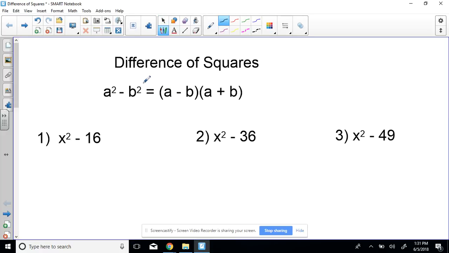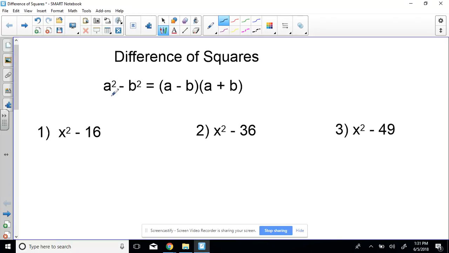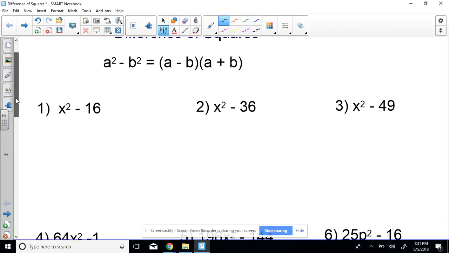In this video, we're going to discuss how to factor using the difference of squares. Now, when we use the difference of squares, we're going to use this formula right here. If you notice, a is squared minus b squared. Both of these have to be squared, and we also have to have a minus sign. And then we just plug in the numbers. So let me show you how this works.